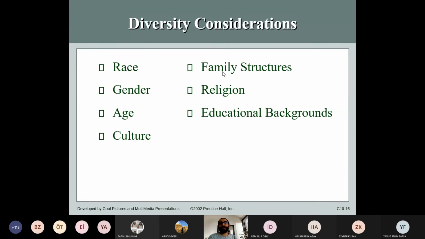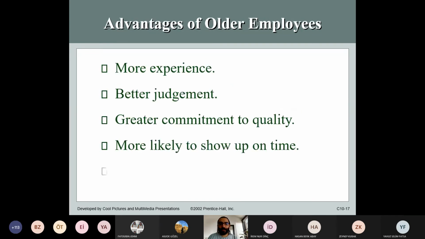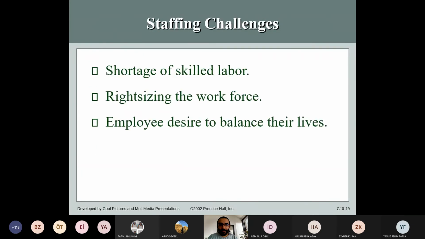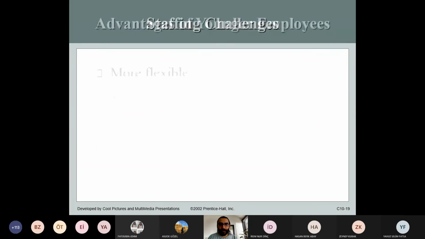And especially this exists in gender differences as well, right? In some companies, men are more prioritized than women in terms of the salaries they get, in terms of promotion.